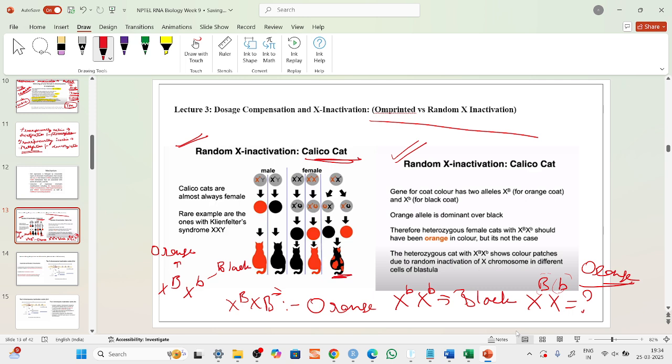Just go through this figure for 2 minutes. Just read it. Okay, I hope this is clear.